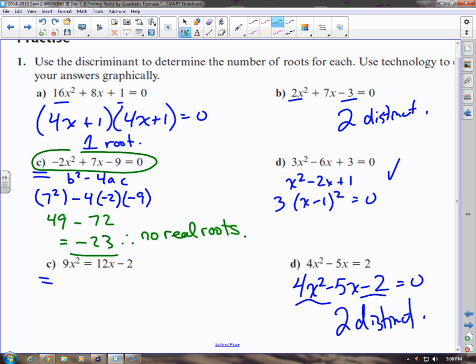In other words, we could predict what this graph looks like. It opens down, and the vertex is down below the x-axis.